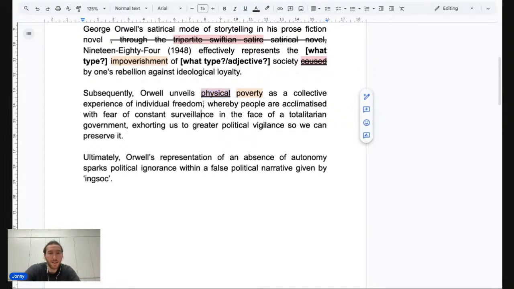As a collective experience of individual freedom. Are you saying that people are going to be penalized for trying to be free? Could be some merit to that. Whereby people are acclimatized with fear of constant surveillance. Yeah, for me, these points are just a little bit too disconnected. And because you've got 3 clauses with a final imperative to say Orwell is encouraging us to be more vigilant so we can preserve it.